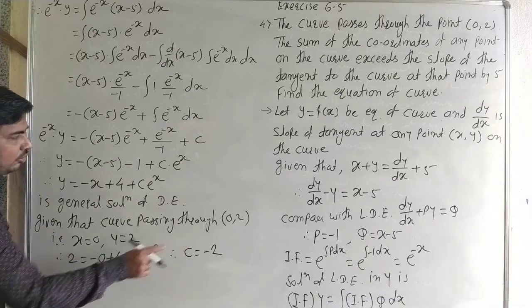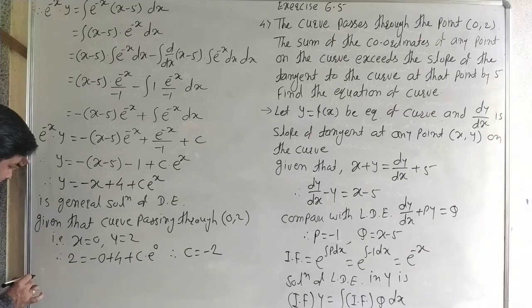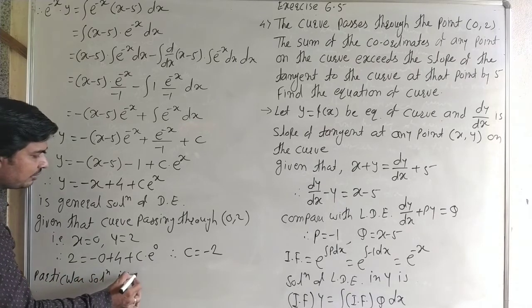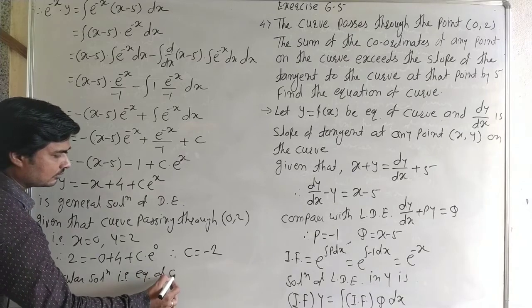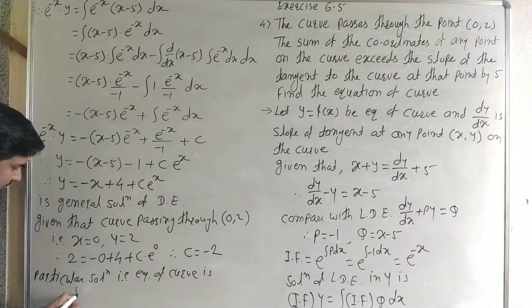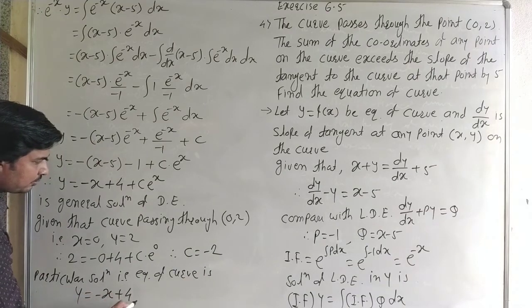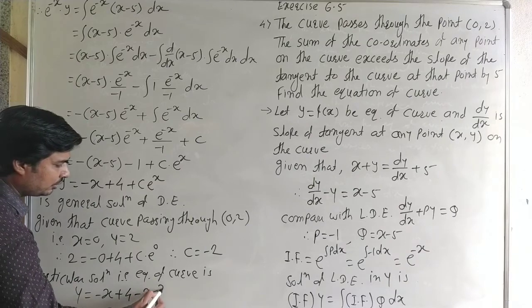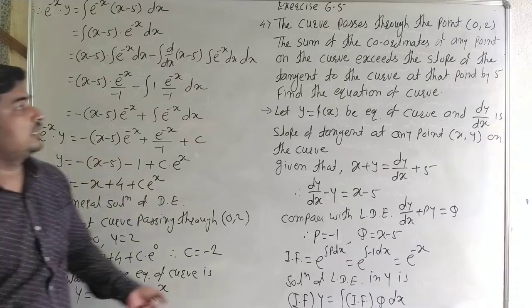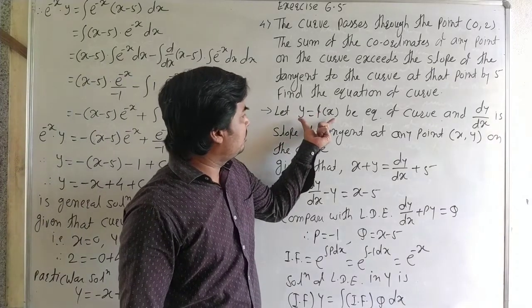Therefore c is equal to -2, and therefore the particular solution, that is the equation of the curve, is y is equal to -x + 4 - 2e to the power x. See carefully this. It is the particular solution, that is the equation of the curve y = f(x).